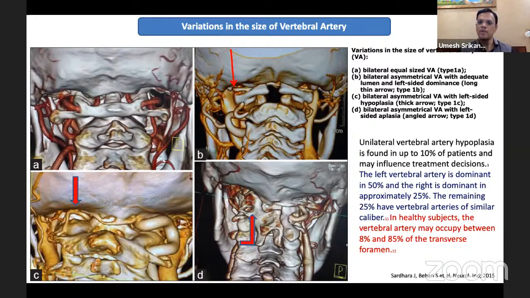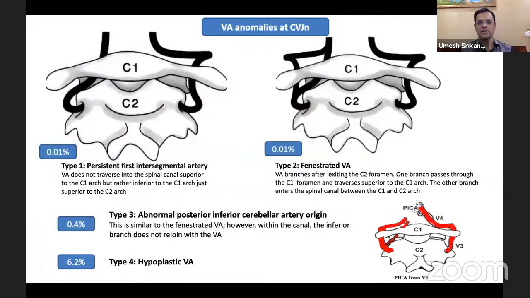And there can also be a bilateral asymmetrical vertebral artery with a hypoplasia on the left side, that is the lumen coming to less than 10% of the original lumen. So in those cases, the flow is not significant enough. Whereas in a very small percentage of cases, there can also be a total aplasia or an absence of the vertebral artery on one side. So again, what is relatively less frequent and uncommon is the true anomalies.